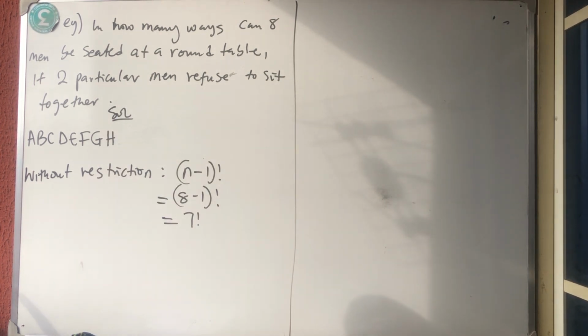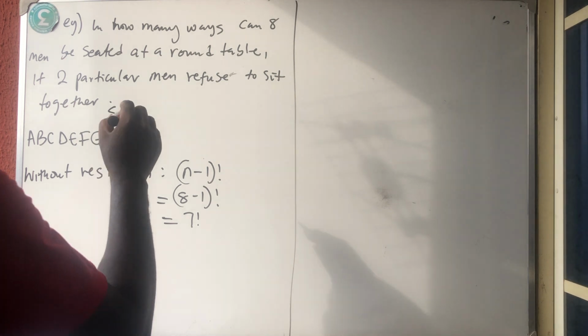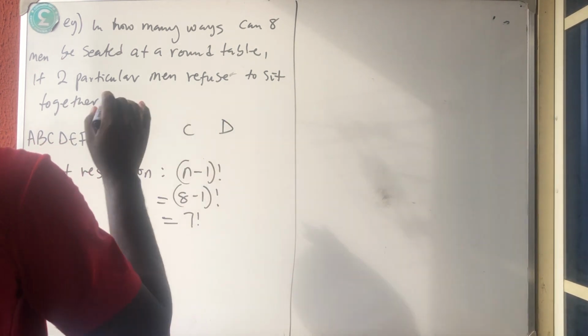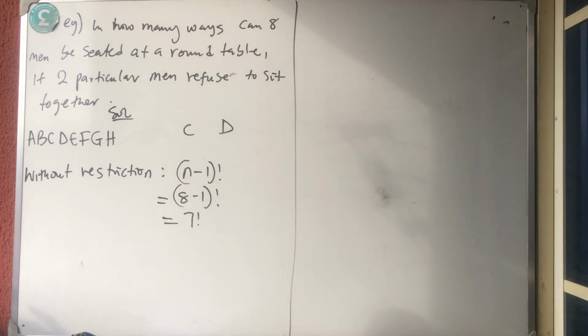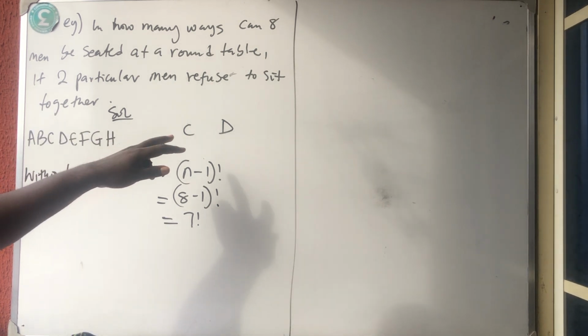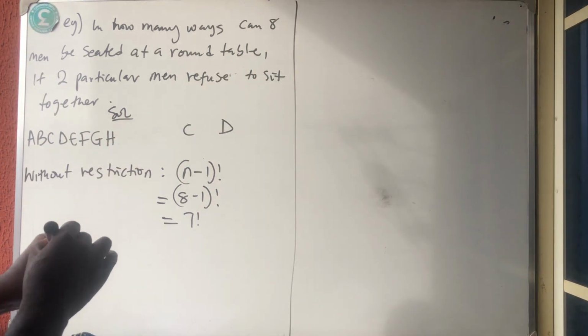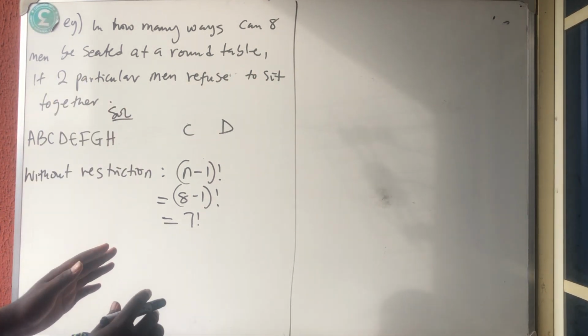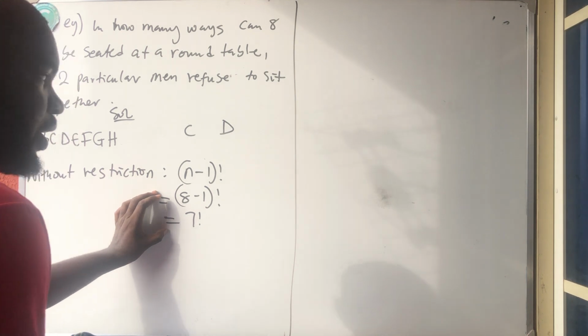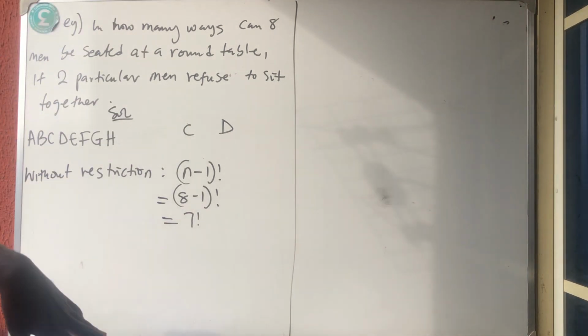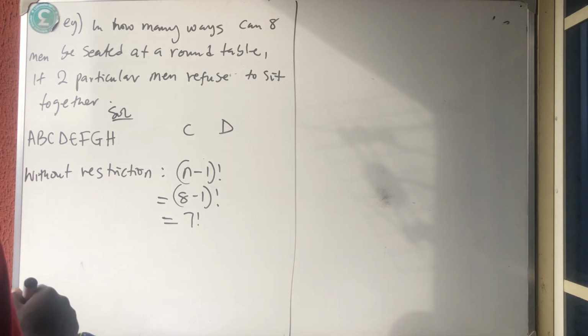Now let me say that the men that refuse to stay together are just C and D. They refuse to stay together. To get when they are not together, first of all, get without restriction. Now get when they are together. Without restriction minus when they are together gives when they are not together.